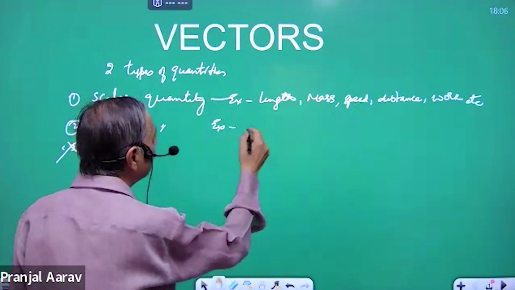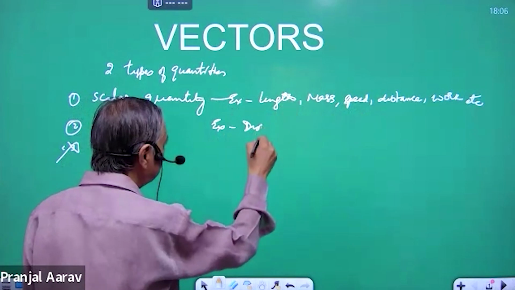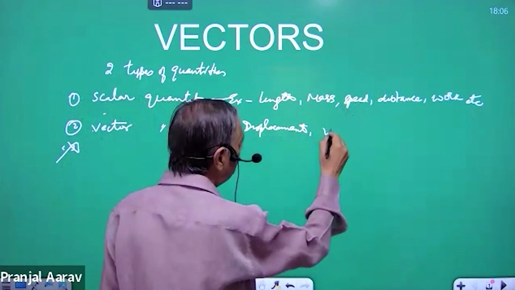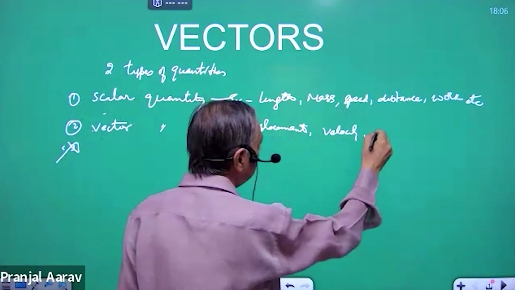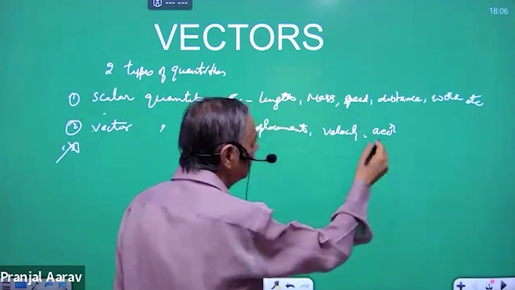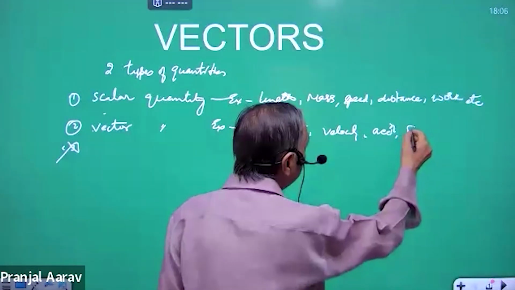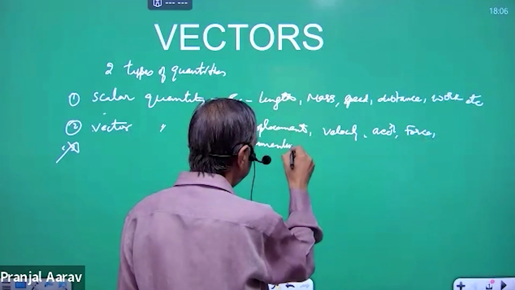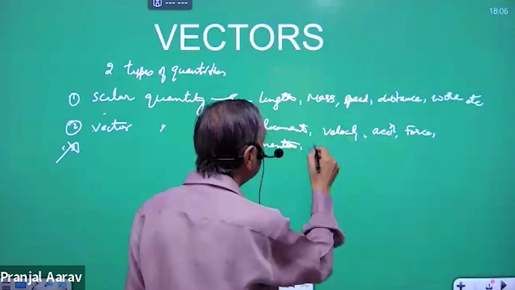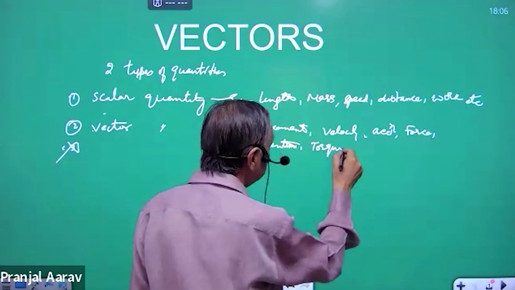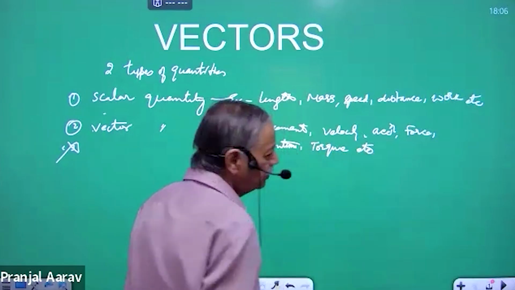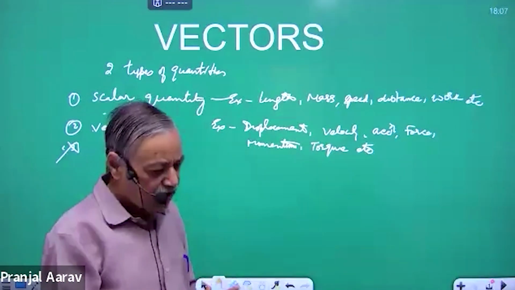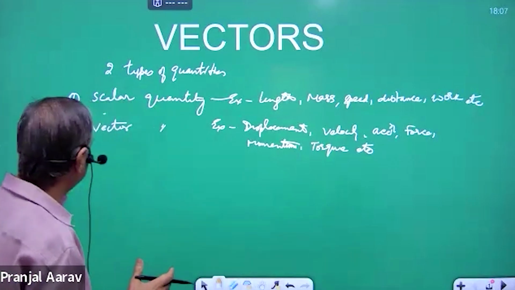So we have vectors. Example, in place of length, we write displacement. Displacement, velocity, acceleration. I'll write in short, acceleration, force, momentum, torque, etc. There are hundreds of scalar quantities and hundreds of vector quantities. Right now, we are going to distinguish between the two.